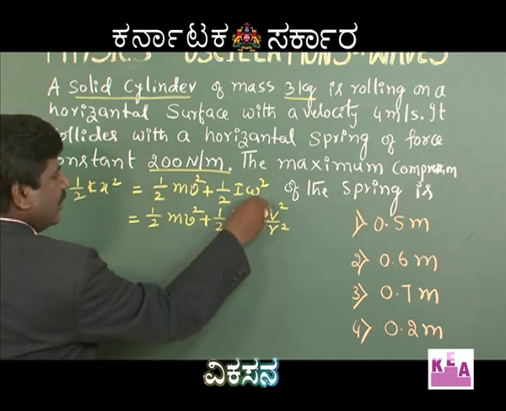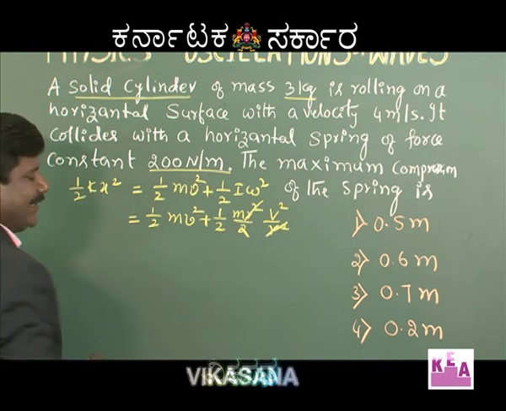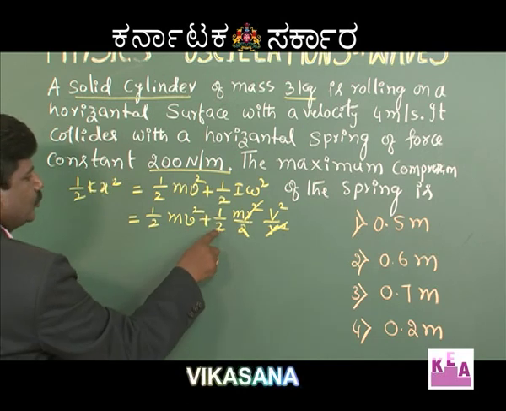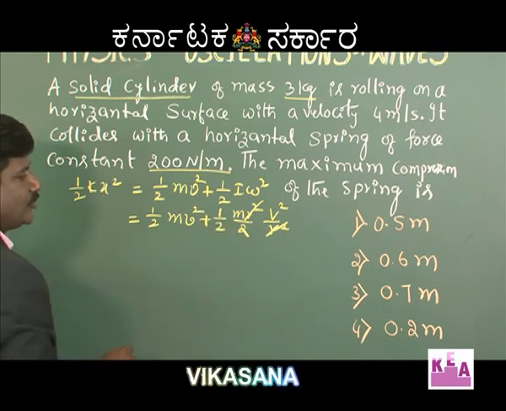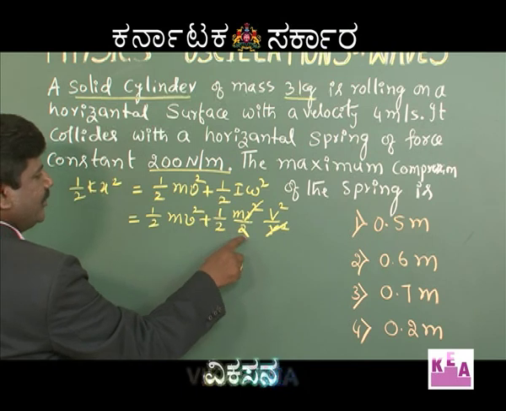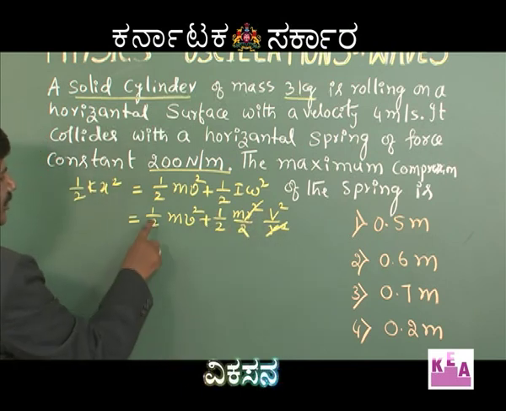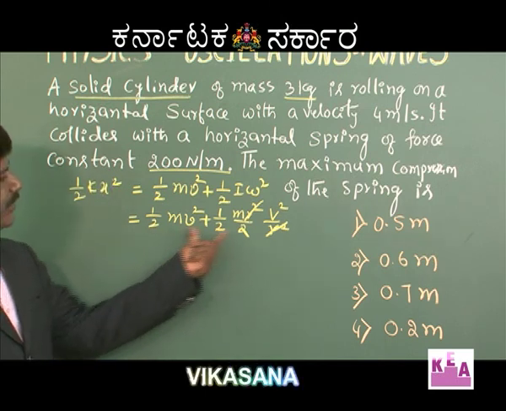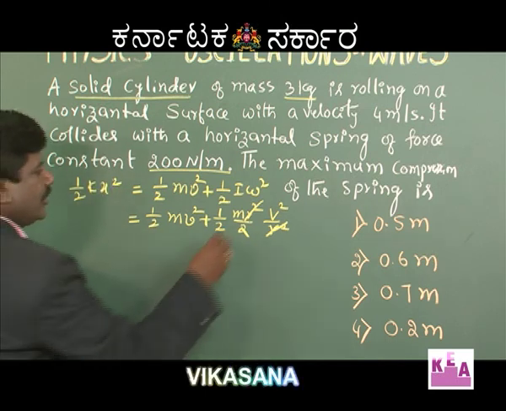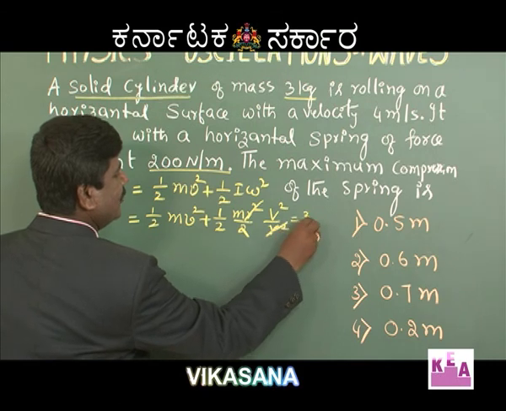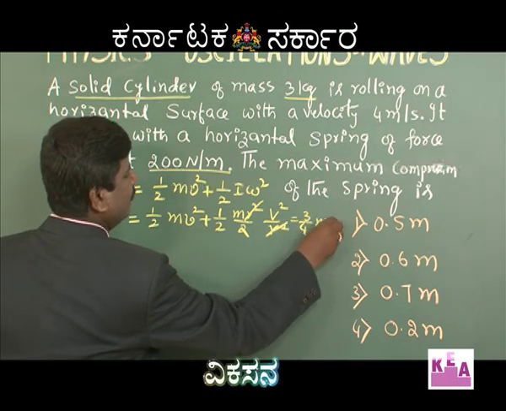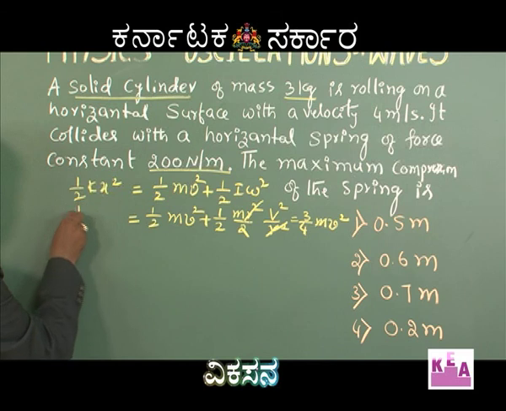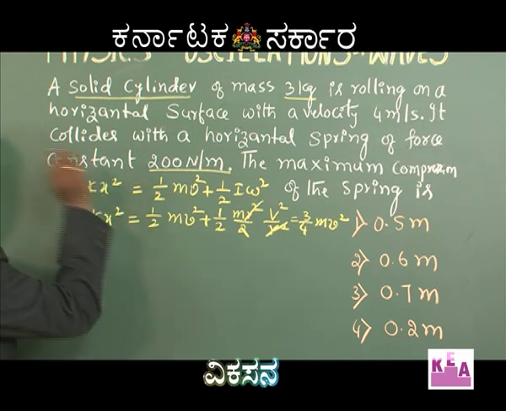Here r square gets cancelled. So 1 by 2 into 1 by 2 becomes 1 by 4. Therefore 1 by 4 mv square. Here 1 by 2 mv square. So half mv square plus 1 by 4 mv square is equal to 3 divided by 4 mv square. So that is equal to half kx square.